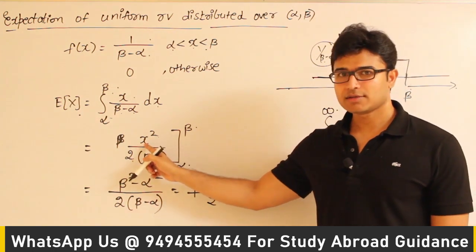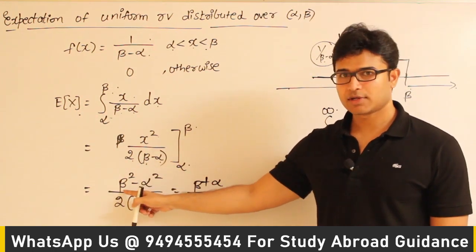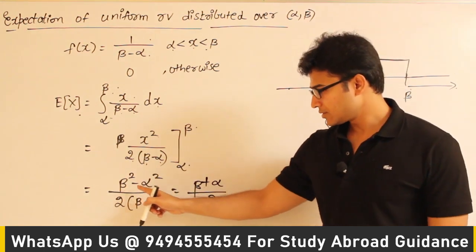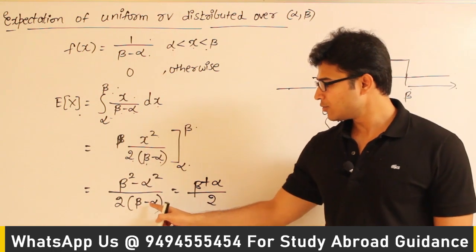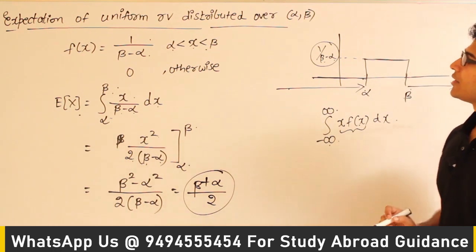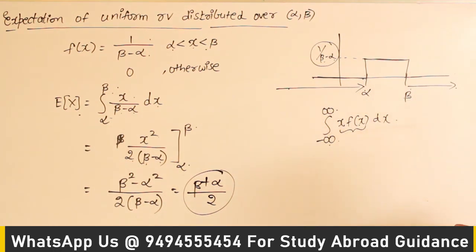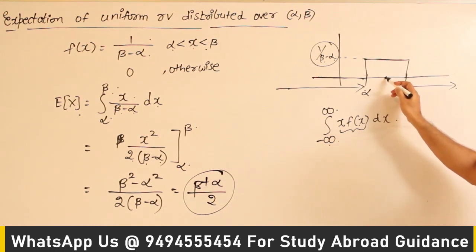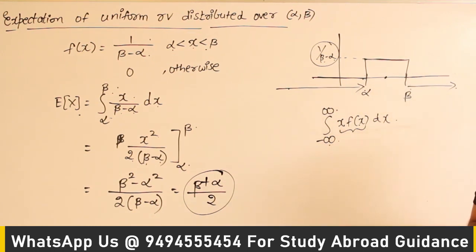Now in place of x, if I put beta, it is going to be beta square, and if I put alpha, it is going to be alpha square. Therefore it is going to be beta square minus alpha square divided by 2 into beta minus alpha. So that will be beta plus alpha by 2. Got it? So what is the meaning of it? It says that if your probability is uniformly distributed, then the chances are maximum that x will take a value in the midpoint of the interval. It is nothing but a kind of average. That is what we got.